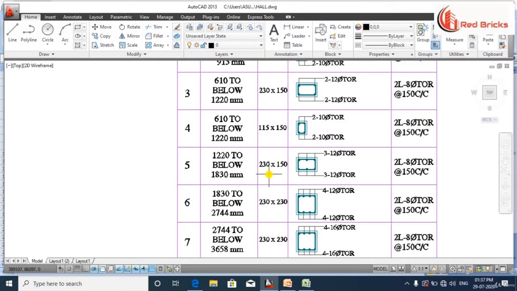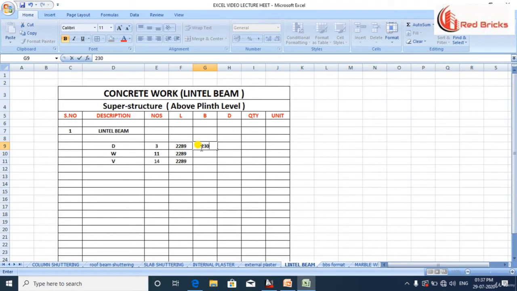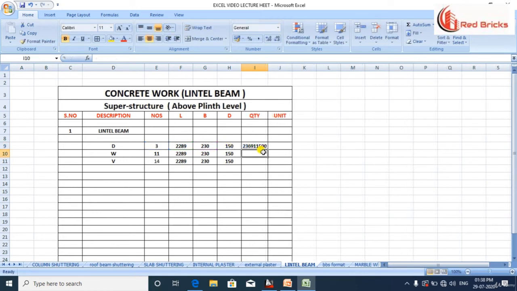We will take the dimension of beam as given in serial number 5, that is 230 cross 150. Therefore, breadth is 230 mm and depth is 150 mm. They will be common for windows and ventilators. We will find its quantity by multiplying its number, length, breadth and depth. The current quantity is in cubic millimeters.